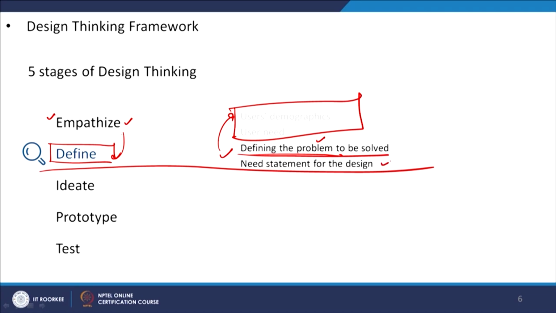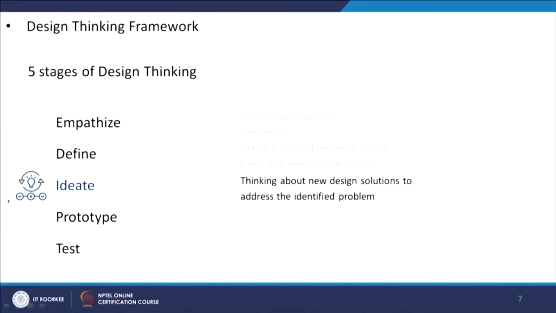So we achieve here the need statement by defining the right problem which has to be solved, which is the need statement of the design. So the need is fixed, and then the design process starts. Then ideate, different ideas are generated in this stage. So thinking about new design solutions to address the identified problem, different other possibilities and different ways of tackling a particular problem are explored in this stage.